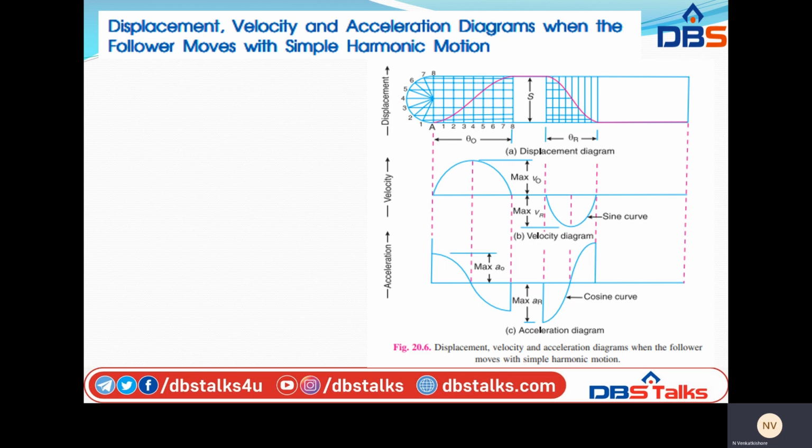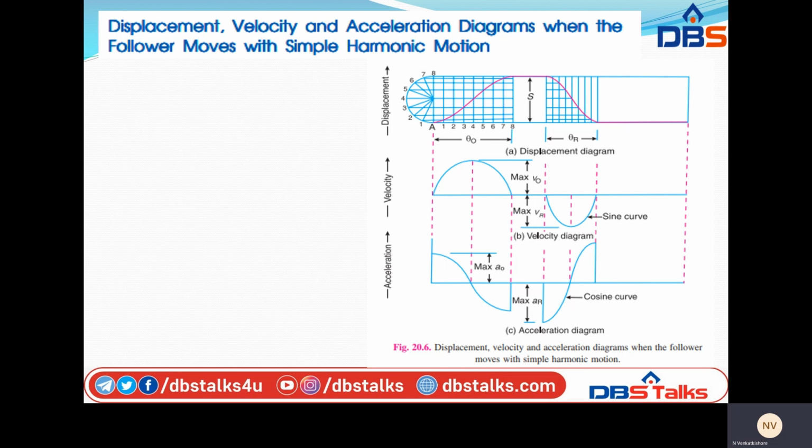So firstly we need to construct a half circle. The half circle's diameter is the stroke. Then divide this half circle into a number of equal parts. It may be 8 here, I think. The same number of divisions that we make in the circle are to be represented in the outward stroke and the return stroke also. Between these two, we have a dwell period, which is already given in the problem.